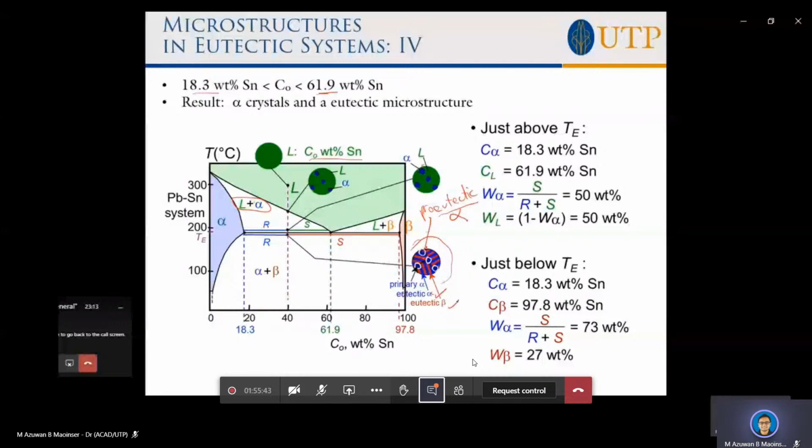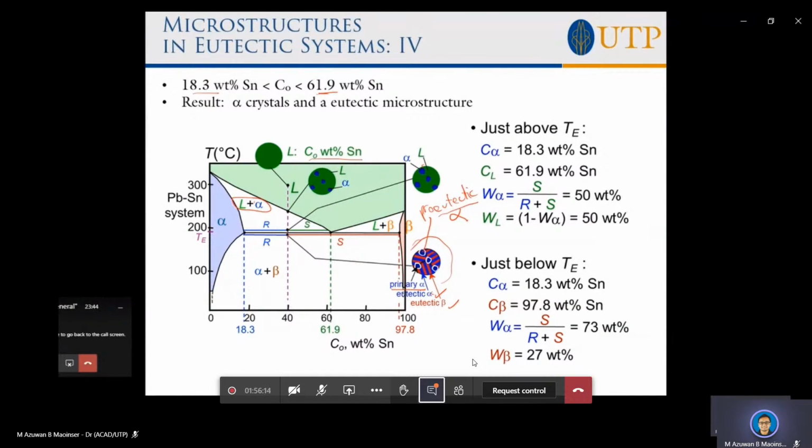Tapi this one we can call it pro-eutectic alpha or we can call it primary alpha. Primary means it comes first lah. Okay, so that's how it happened when you have liquid and then you cross the eutectic temperature, change it into eutectic microstructure. So I know that this alternating layers is coming from the liquid remaining before you cross the eutectic temperature.